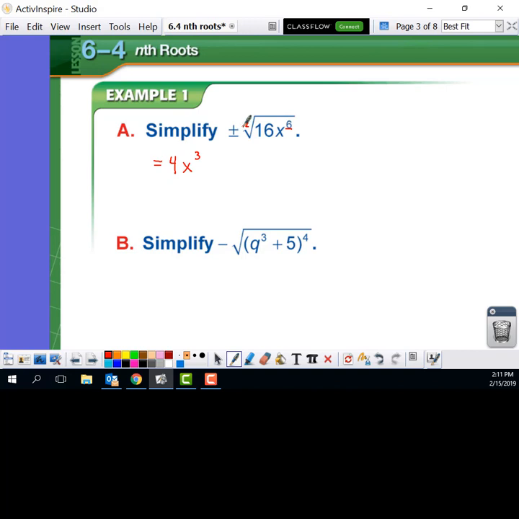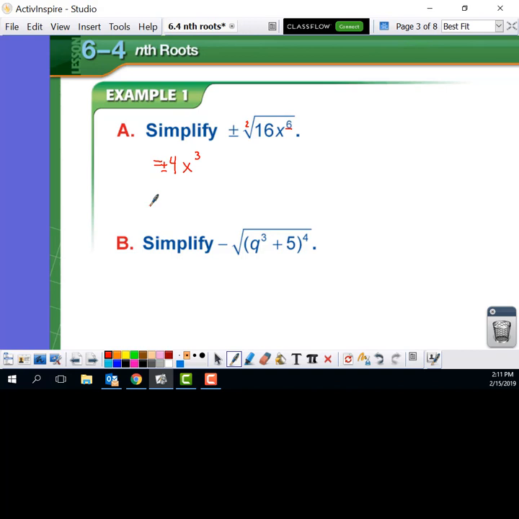Okay, so the principal root here would be 4x to the 3rd, but the actual solutions, if you want both of them, are plus or minus 4x to the 3rd. Remember, principal root only means just the positive, but both of the possible outcomes here are plus or minus 4x to the 3rd. Okay, so here we go in part B.